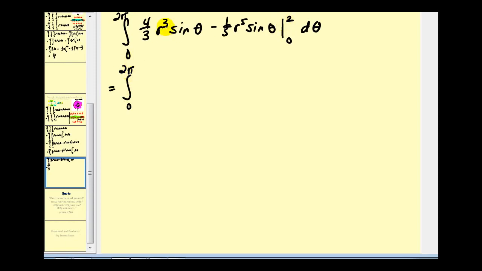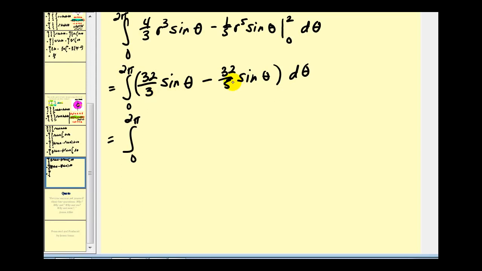So when r is equal to 2, we'll have 2 cubed times 4/3. It's 32/3 sine theta minus 2 to the 5th is 32, so we'll have 32/5 sine theta. And now that we have like terms, we can go ahead and combine these. This gives us 64/15 sine theta, and now integrating with respect to theta, we're going to have negative 64/15 cosine theta.